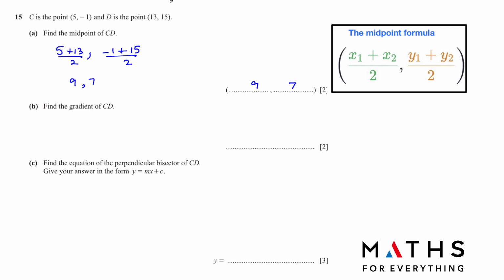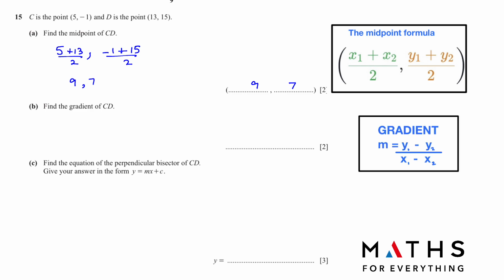Next, find the gradient of CD. To find the gradient, we use this formula, y1 minus y2 over x1 minus x2. You can also write y2 minus y1 over x2 minus x1. It's the same. So this is your x and this is your y. I'm going to choose this as my y1. So the gradient is equal to 15 minus minus 1, and then x1 is going to be 13 minus 5. What do we get here? We will get 2. So the gradient is 2.